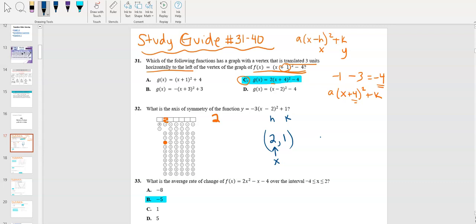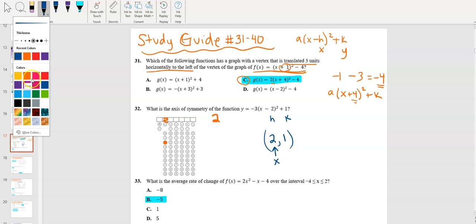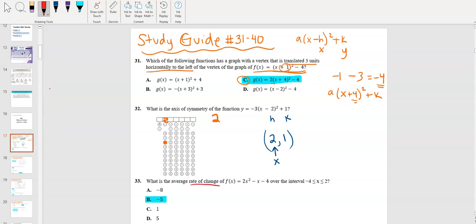Number 33, okay, this one a lot of us are consistently getting wrong, so let's remind ourselves about this one. We are trying to find the rate of change. Rate of change is slope. Slope is y2 minus y1 over x2 minus x1. However, in function form, it's not y2, it's f of x2 minus f of x1.